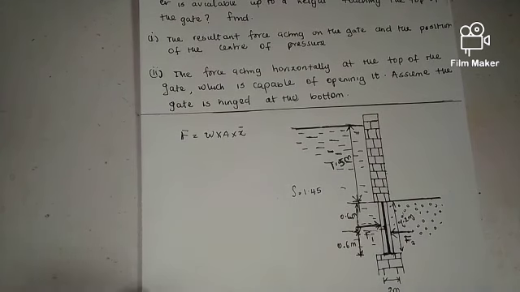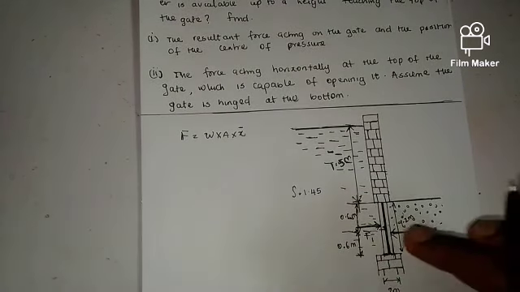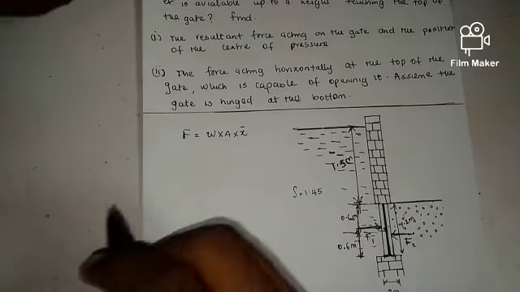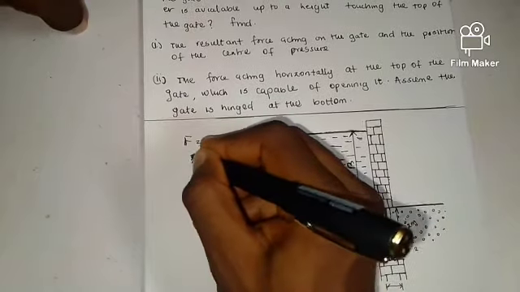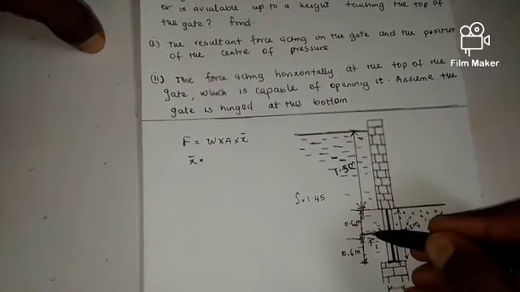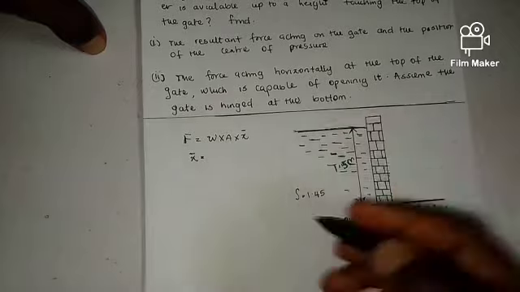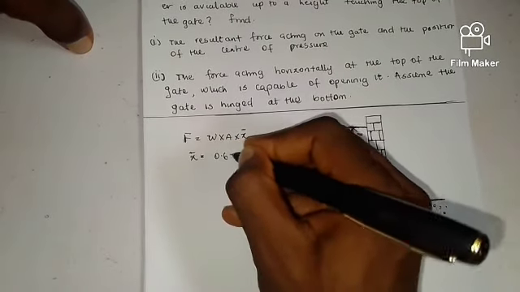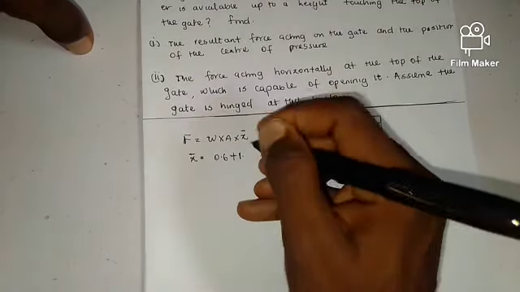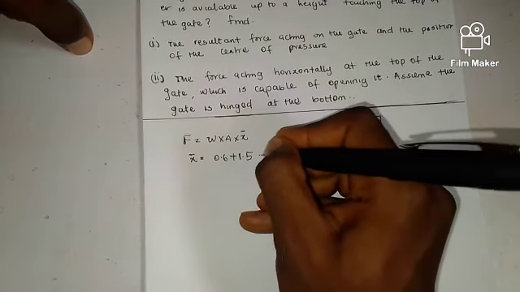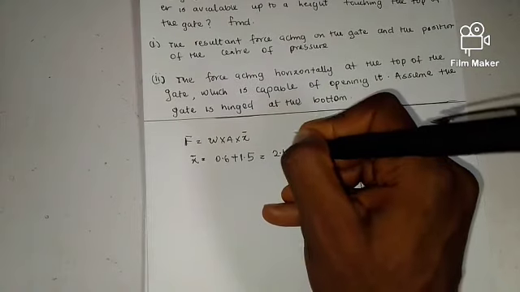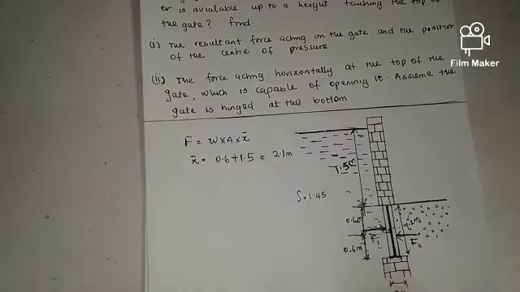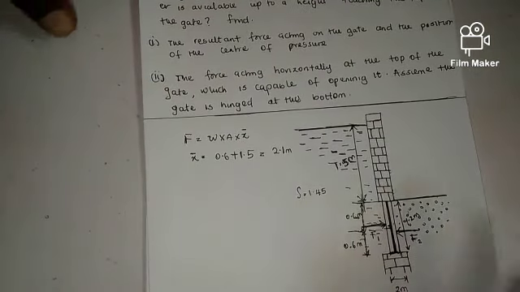Now I can basically say the depth of this gate due to this liquid of specific gravity 1.5 will be, my depth will be equal to 0.6 plus 1.5, which will give me 2.1 meters, right? Now I've got my depth.